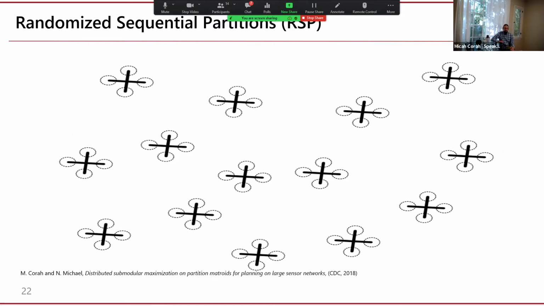One solution to this issue in the growth in planning time is an efficient approximation of greedy planning, which I call randomized sequential partitions, or RSP. Let's talk about that briefly.